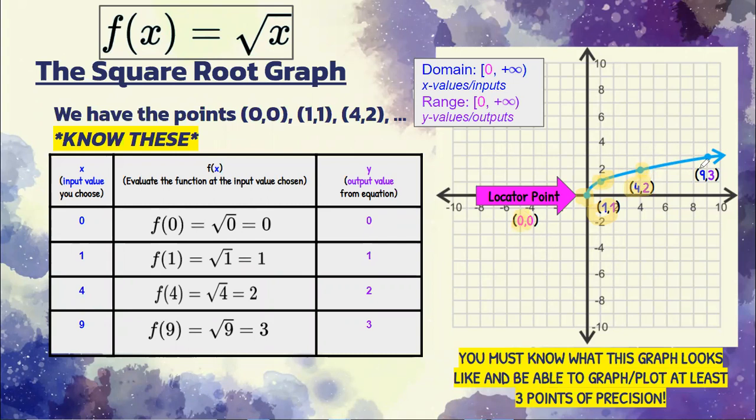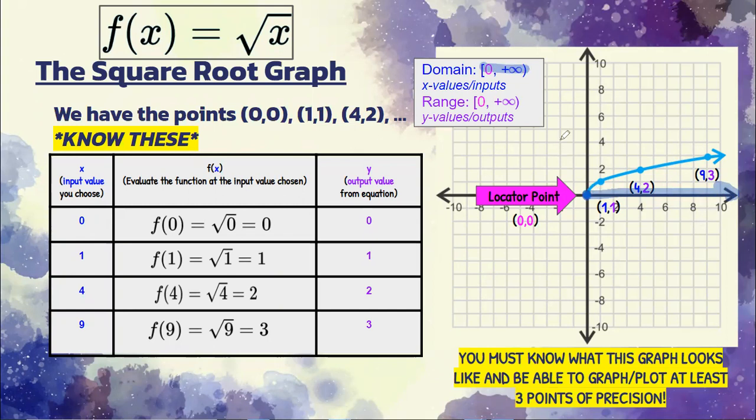Last but not least, since this is the parent function, it's important we understand where our domain and range comes from as well. Domain is x values, range is y's. So our x values start at 0 and continue all the way along towards positive infinity, which is why we have 0 to positive infinity. We have a closed bracket, meaning we include 0 because this point is defined on our graph.